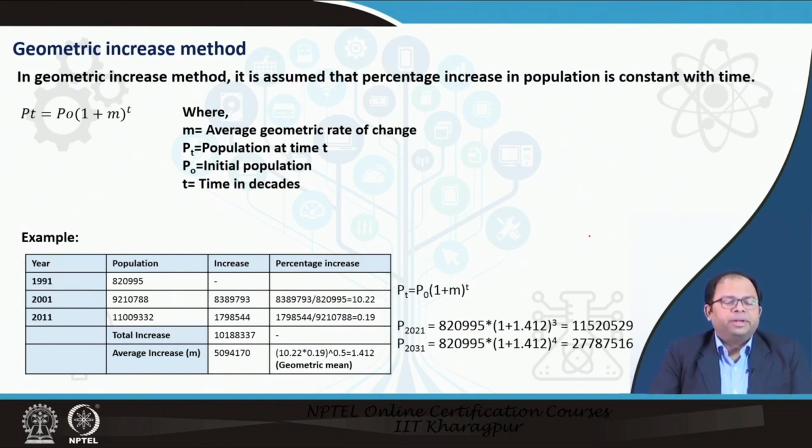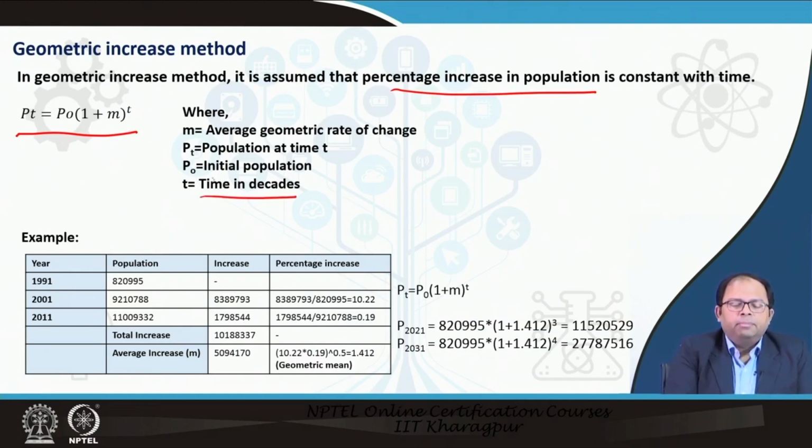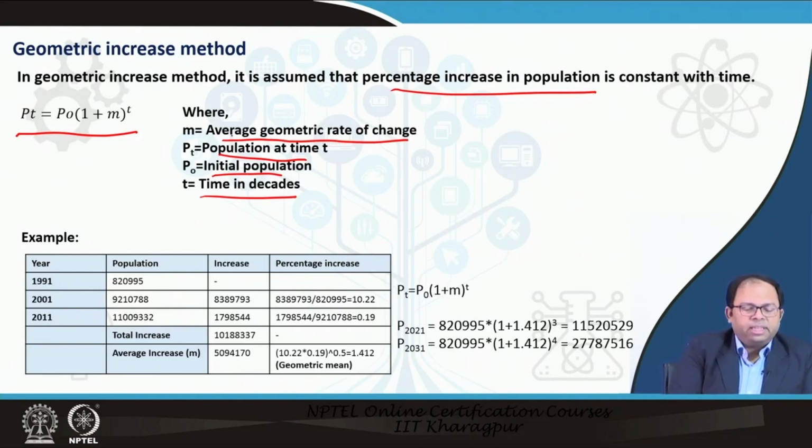Then coming to the geometric increase method. In the geometric increase method, it is assumed that the percentage increase in population is constant with time. So, here the formula is Pt equal to P0 into (1 plus m) to the power t, where t is the time in decades again, P0 is the initial population, Pt is the population at time t, and m is the average geometric rate of change. So, we are taking the geometric rate of change and the average value for that. As in the example, we are using the same population figures, and here we can see the increased value as estimated earlier.